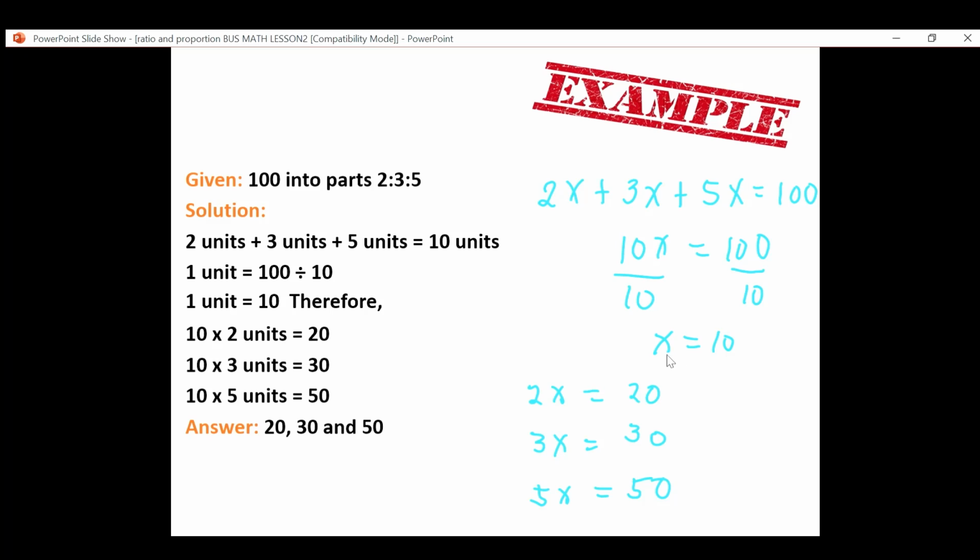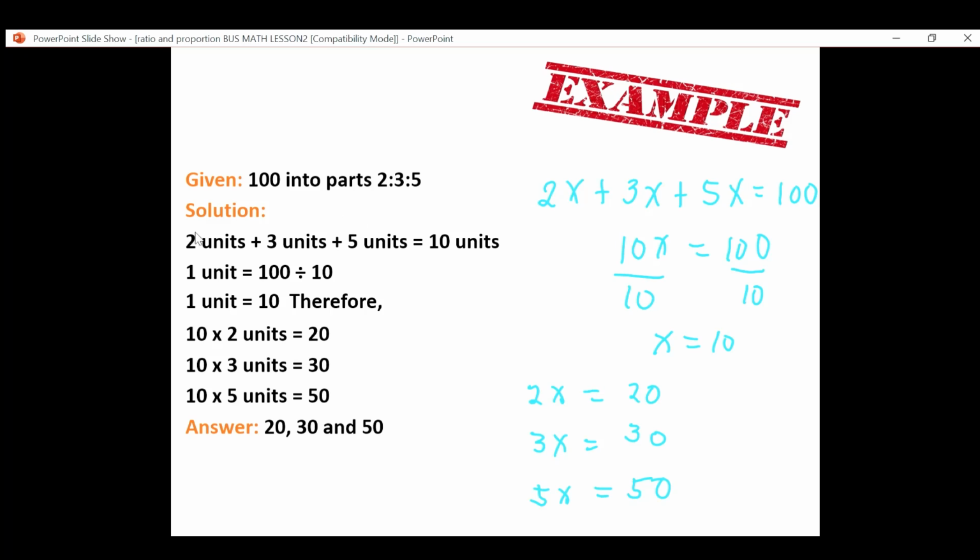So to get each part, we will multiply the unit or the common factor to each part of our partitive ratio. So 2 times 10, that's 20. 3 times x, or 3 times 10 is 30, and 5x, or 5 times 10 is 50. So these are the three parts. To check if the answer is correct, we can add these, class, and the sum should be equal to 100. So 30 plus 20 plus 50, that is 100.